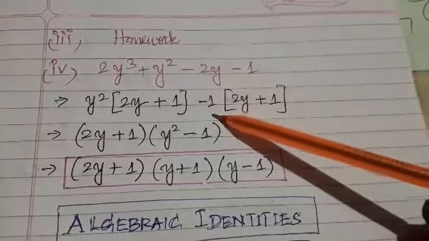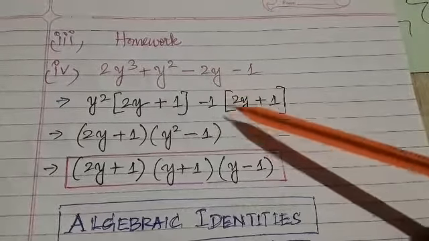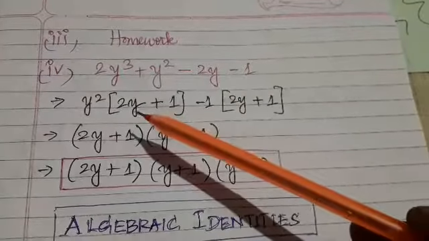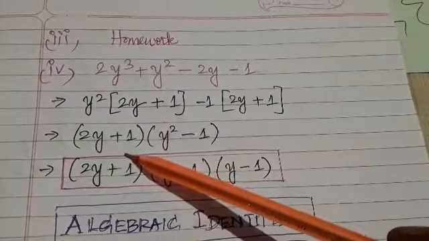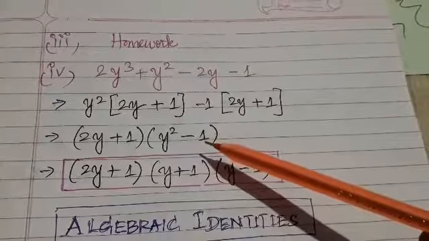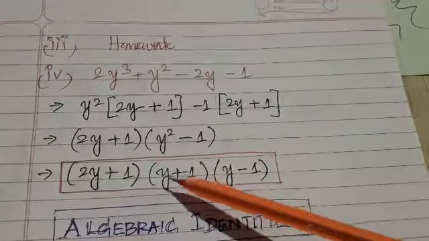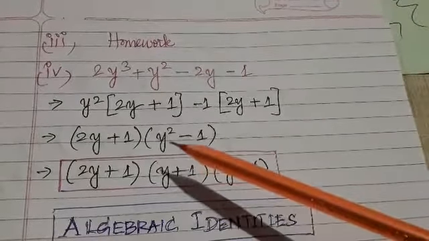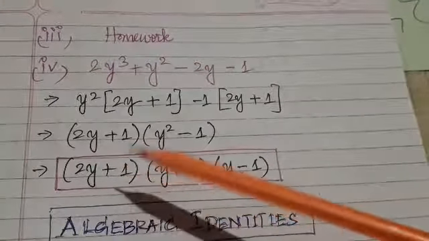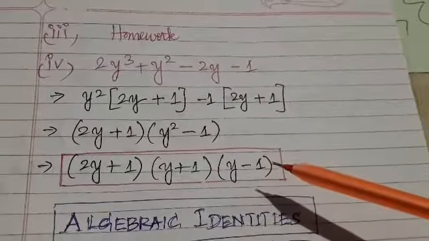What do I have to take common? Minus 1. So here also minus 1 into 2y means minus 2y, and minus 1 into plus 1 means minus 1. So these two I am taking common once again. 2y plus 1 I am taking common. What is remaining there? y square minus 1. Y square minus 1 is once again of the form a square minus b square. So what are the factors? a plus b, a minus b. Here y and 1 are there, so y plus 1, y minus 1. So your final factorization is 2y plus 1 into y plus 1 into y minus 1.